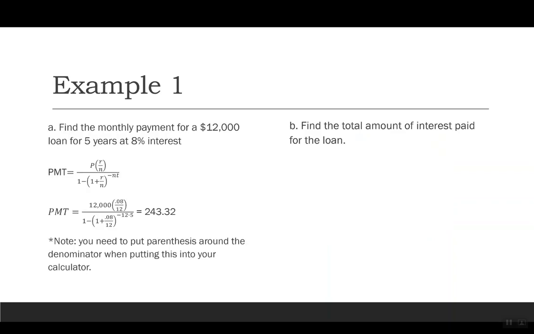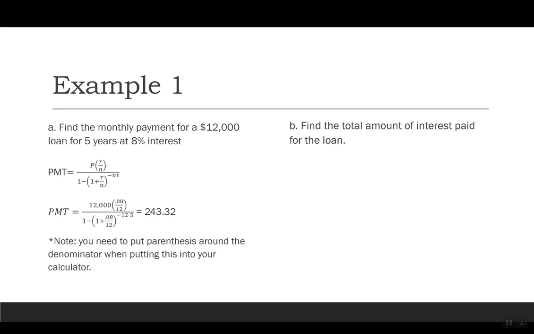So let's go back to our formula. The PMT is P times R over N divided by 1 minus 1 plus R over N to the negative NT. So I'm going to plug in all of those pieces. So the P is 12,000, that's our loan amount. The R is 0.08, and it is going to be monthly, so I'm going to divide by 12. And you can see that I did the same thing on the bottom, 1 minus parentheses 1 plus 0.08 over 12 to the negative 12 times 5.